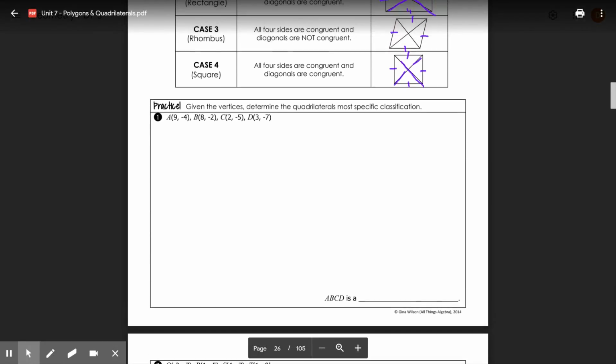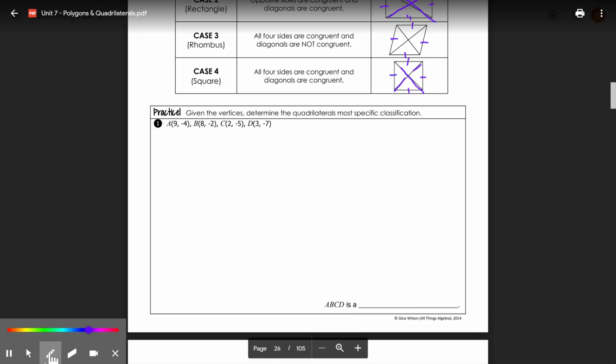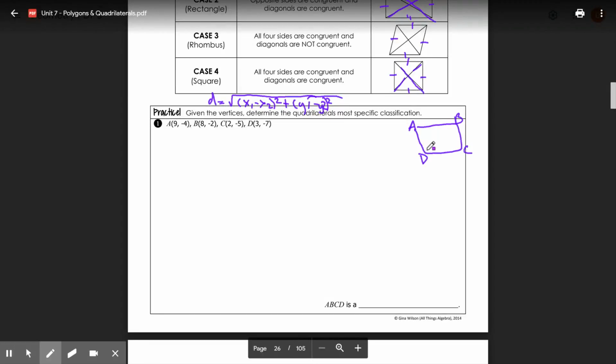So we have to use the distance formula. Remember that the distance formula is, I'm just going to write up here, d equals the square root of x1 minus x2 squared plus y1 minus y2 squared. Okay, so that's our distance formula. So also what you need to remember is that these are in order. It gives you A, B, C, then D. So whatever quadrilateral this is, mine is not going to be very good. We start with A and you go clockwise. A, B, C, and D is the order.